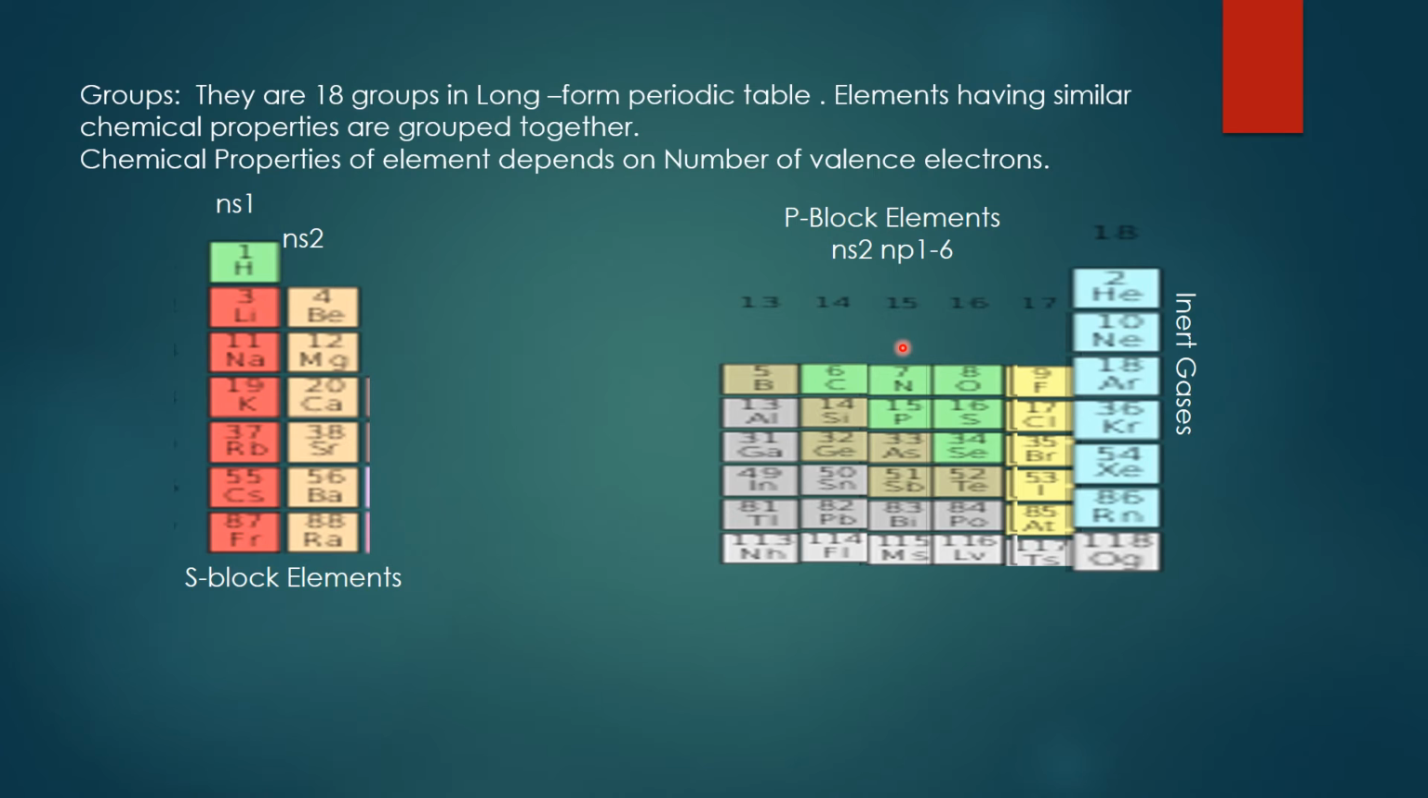Here also 1s2, 2s2, 2p3, that is, the new coming electron is entering into the p orbital, and so on. So if the differentiating electron enters into the p orbital, they are known as p block elements. If it enters into the s orbital, they are known as s block elements. The general electronic configuration of p block elements is ns2 np1 to 6. Next, the 18th group: their general electronic configuration is ns2 np6 except helium. Are you clear?